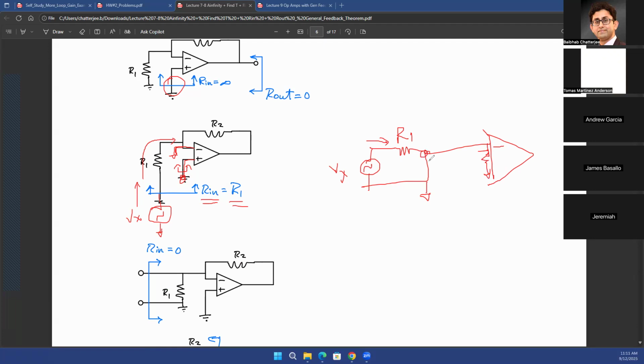But at this point, here you see a zero resistance to ground. What is the parallel combination of zero and infinity? It will still be zero. Current will always take the least resistance path, which is this one.